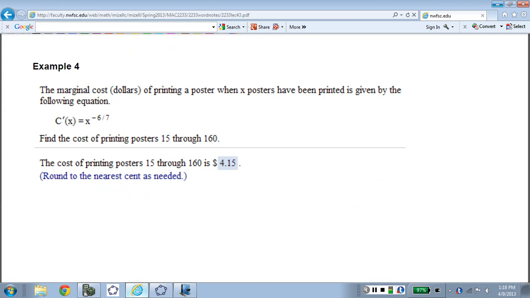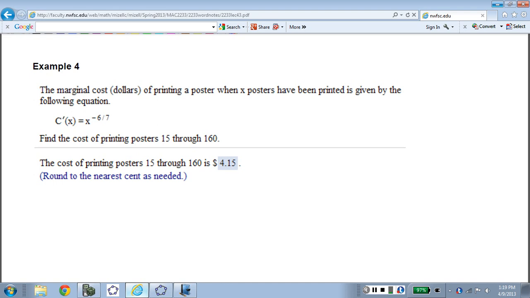The cost of printing the posters 15 through 160, basically we could figure this out by taking the cost of producing the first 160 posters and subtracting the cost of producing the first 14. When you just interpret it in plain English, I guess it's plain enough, does this include the cost of poster number 15? Is that the way you read that? However much poster number 15 costs, that's included here. It doesn't mean, let's do the first 15, no, because I would say 16 through 160 if that's what I meant. This has got to include poster number 15.